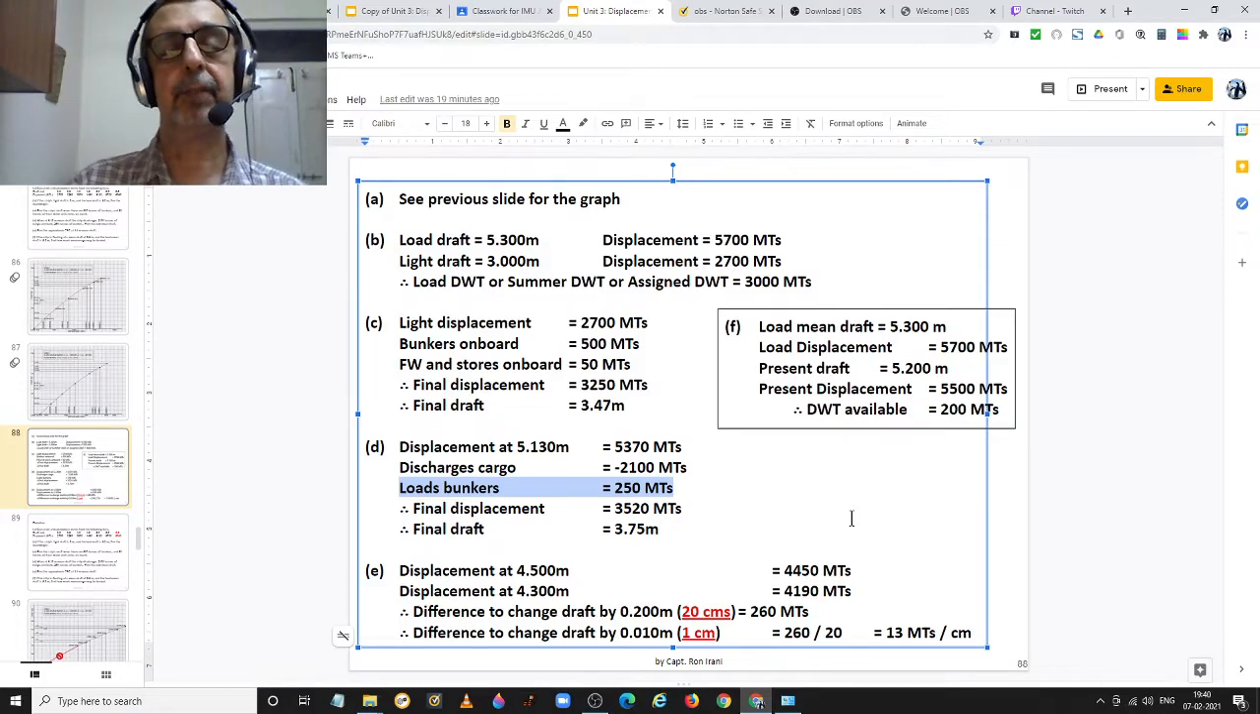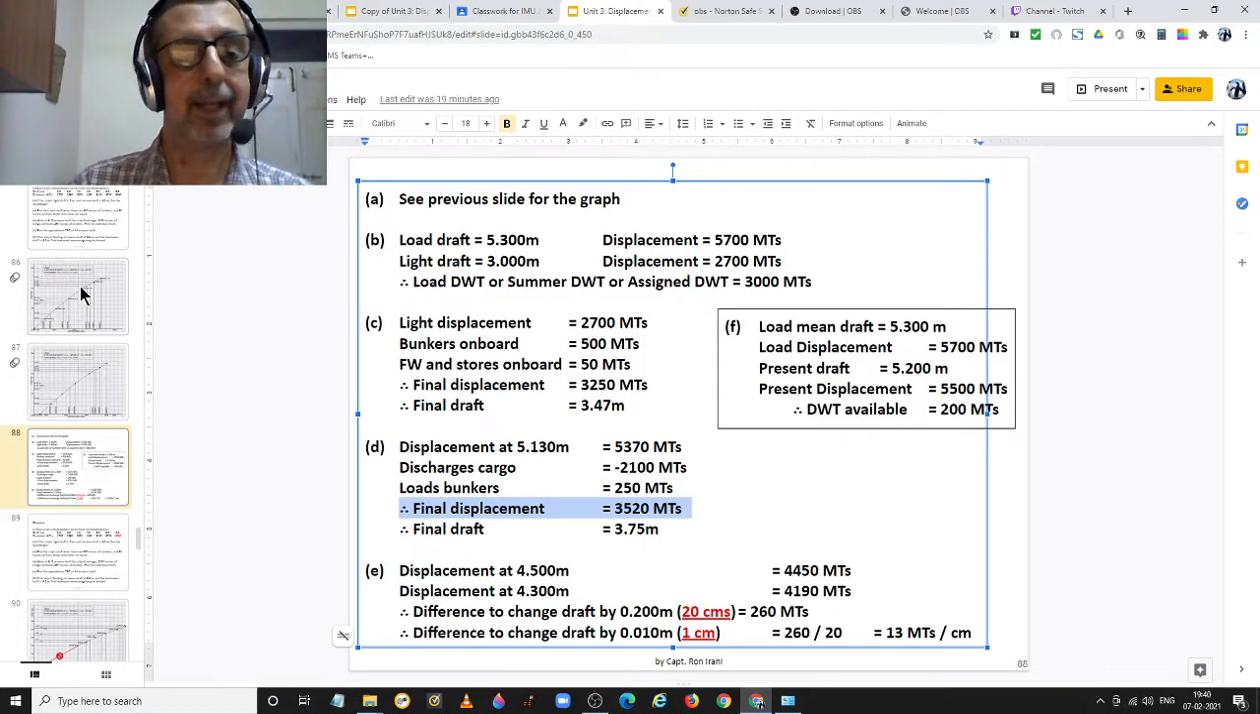Now, bunkers over here mean fuel. Therefore, when we add and subtract what the bunkers we have loaded and the cargo we have discharged from the displacement at 5.13 meters, we get the final displacement equal to 3,520 metric tons.